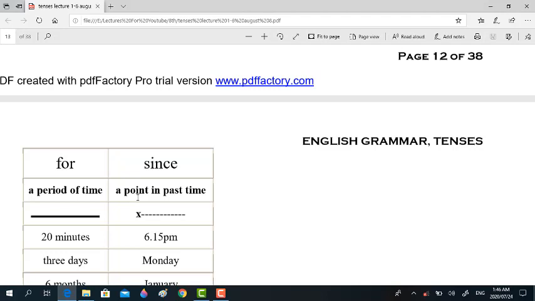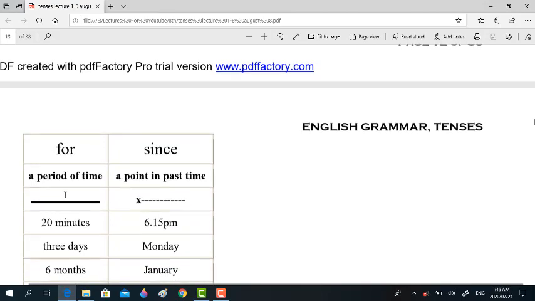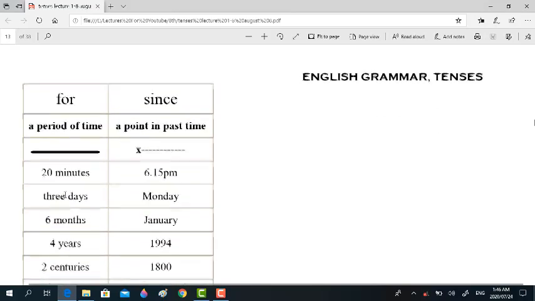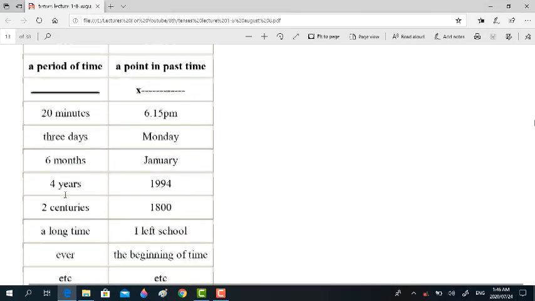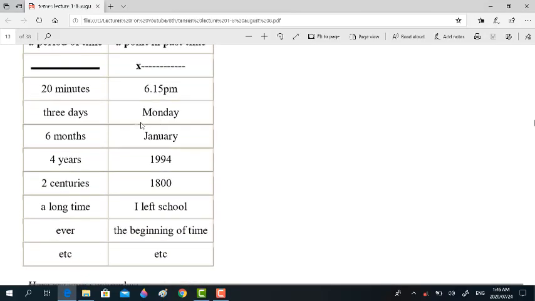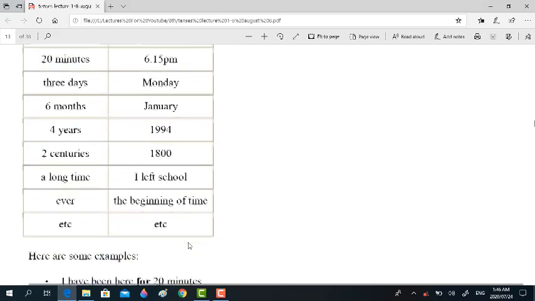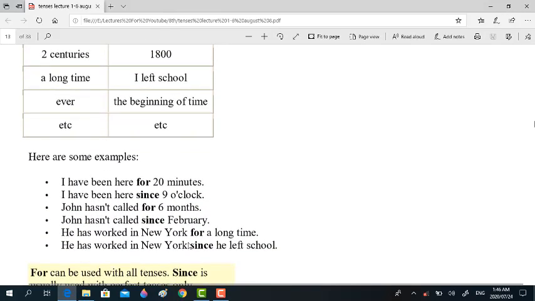While discussing a period of time, you cannot calculate the exact time in the past, right? These are points in the past: 6:15, 6 p.m., Monday, January, 1994, 1800, I left school, the beginning of time, etc. Here are examples. I have been here for 20 minutes. I have been here since 9 o'clock.